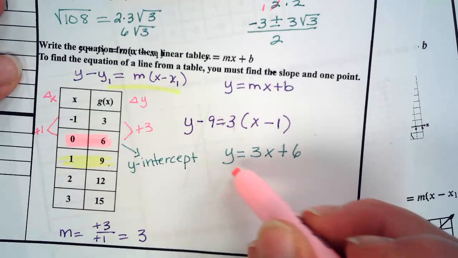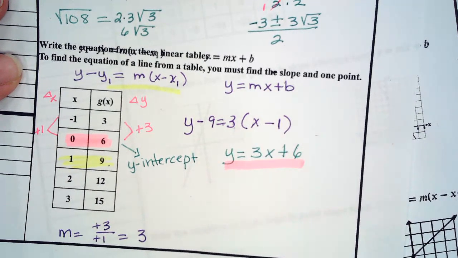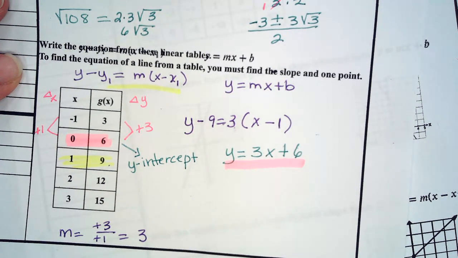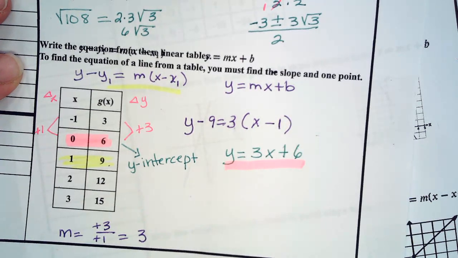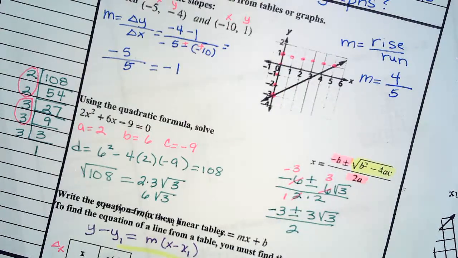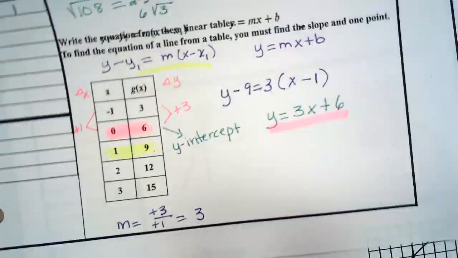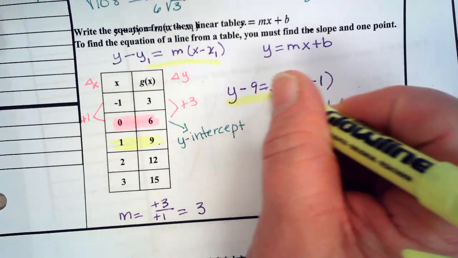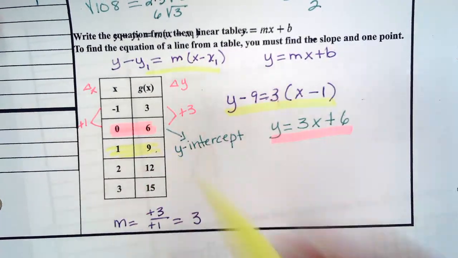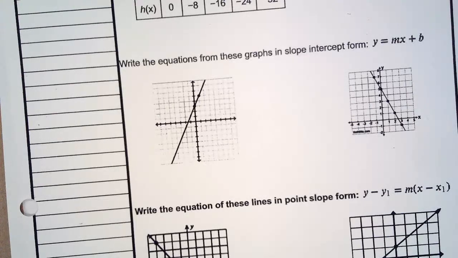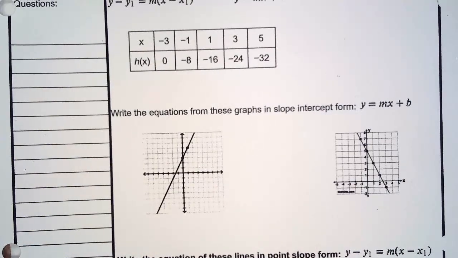Going to underline this so you know that these two go together. And I will underline the point slope form with yellow so you know that that's where it came from. Okay, we have another table.